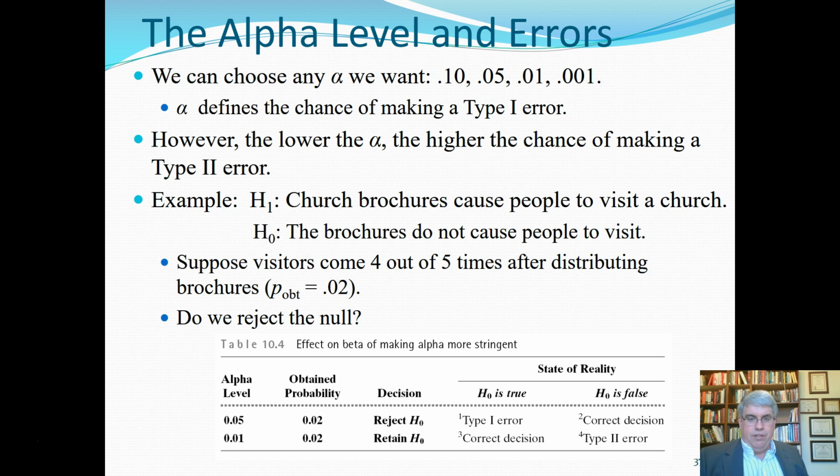Now let's ask the question, do we reject the null? Suppose we chose our normal alpha level of 0.05. The probability we calculated was 0.02. Our decision is to reject the null hypothesis.